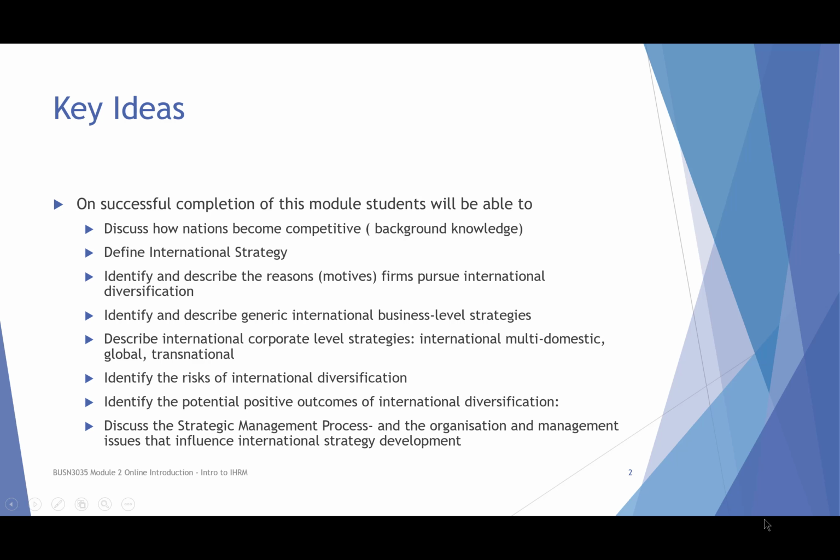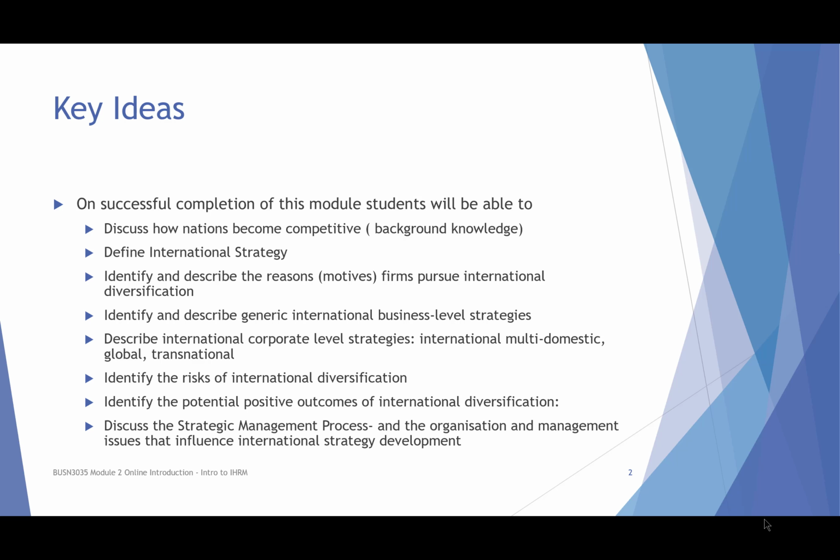So what are our key ideas? What are we going to look at this week? At the end of this module, students should be able to do the following things. Discuss how nations become competitive. That's background knowledge. Some of you would have already done that in an international business context. Define international strategy and identify and describe the reasons, the motives firms pursue international diversification.